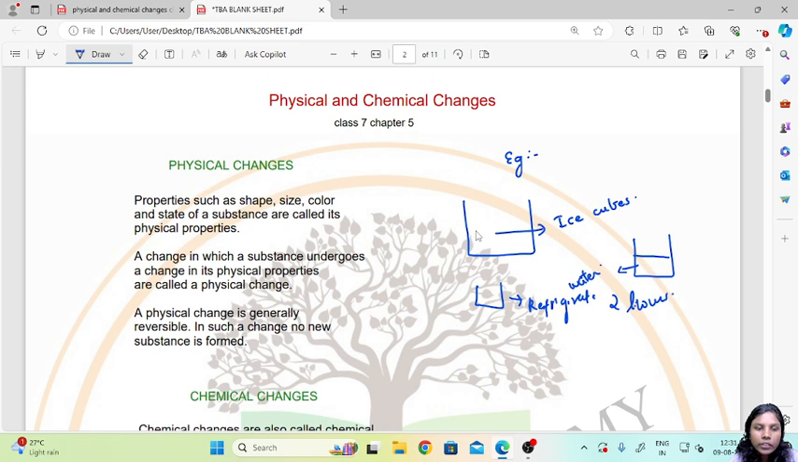A change in which a substance undergoes a change in its physical properties is called a physical change. When any substance undergoes a change in its physical properties like shape, size, color and state, if there is any change in these above mentioned properties, then we say that the substance is undergoing a physical change. A physical change is generally reversible. In such a change, no new substances form.